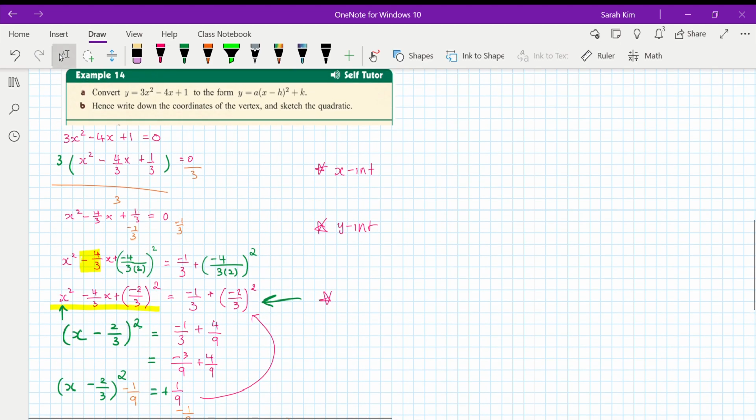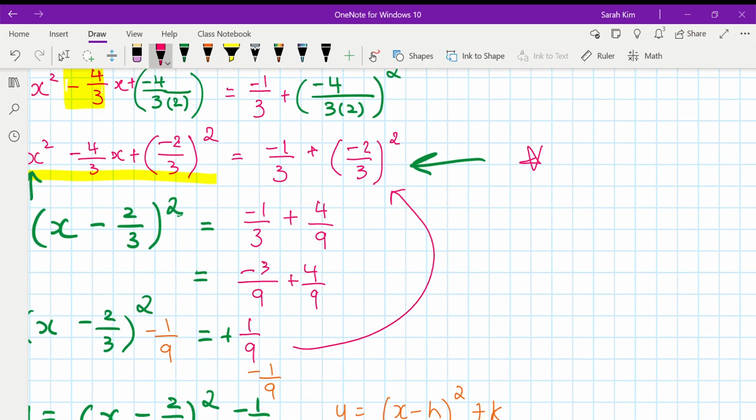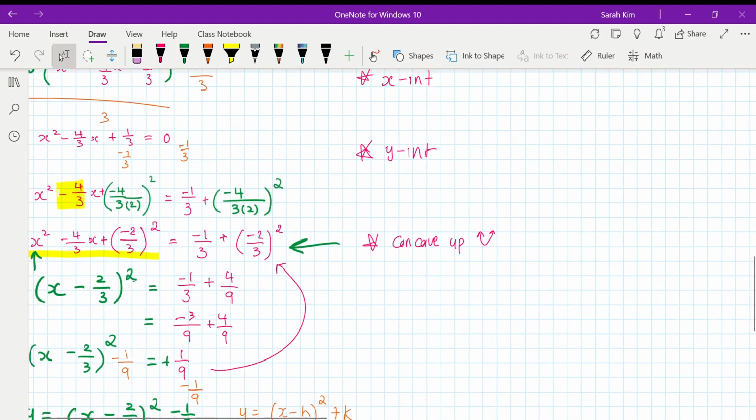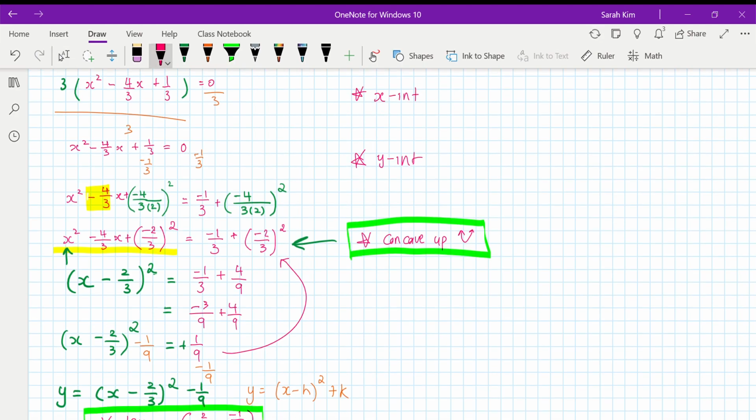Let's have a look at the concave up or down. Is it concave up or down? Why? There you go. So it's a positive 3, so you can write concave up again, and then draw a little diagram so you know what it's going to look like. Write all your notes first. So again, we're going to be needing this fact. Right? So let's find the x-intercepts.